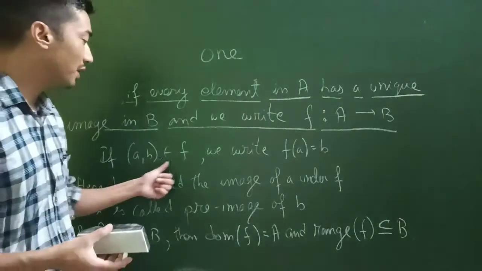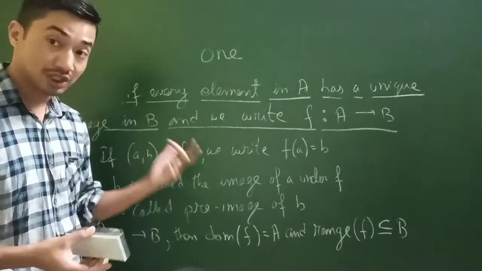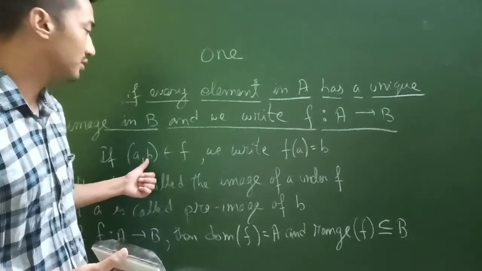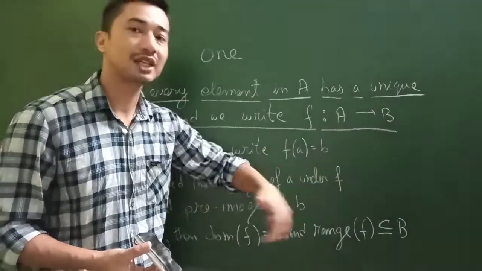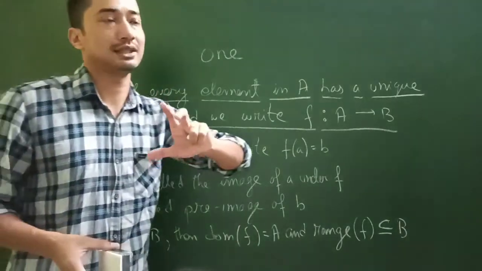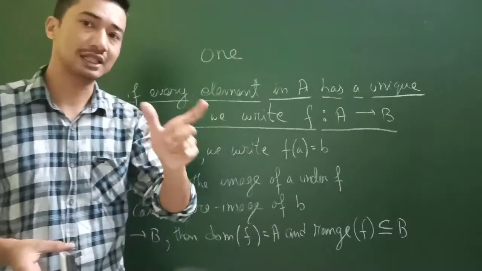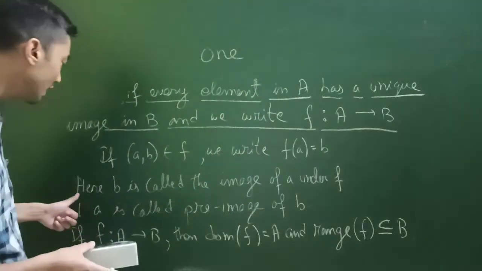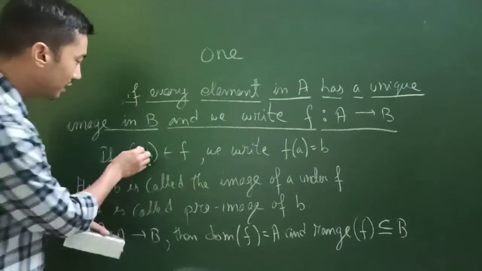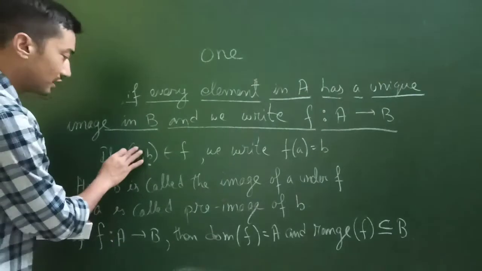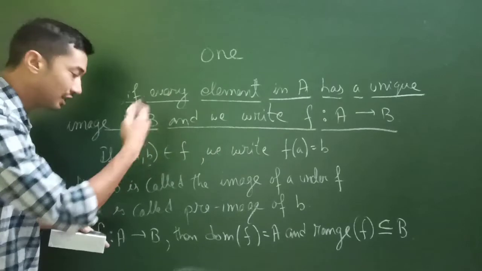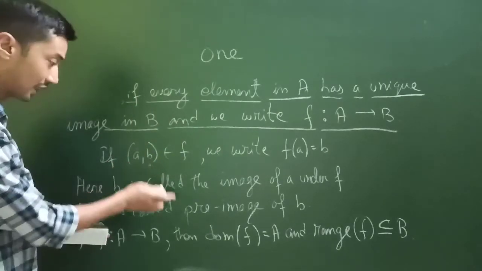If the ordered pair belongs to the set f, which is a function, then we write as usual that the first element corresponds to the second element, that is f of a is equal to b. We have already studied that in relations also, the same concept; for functions there are just some more strict rules to follow. Here b, the second element, is called the image of the first element, and a is called the pre-image of the second element.